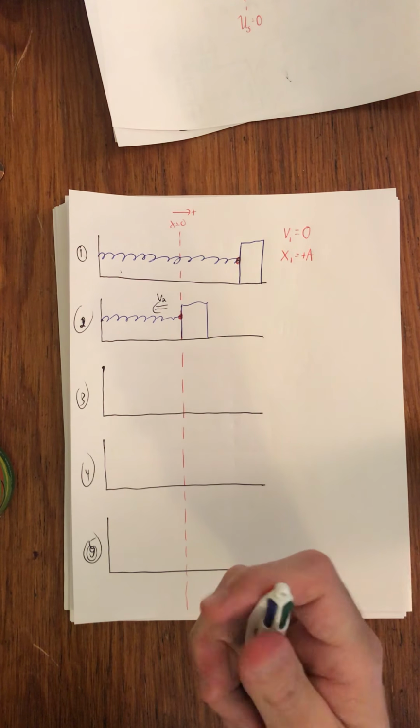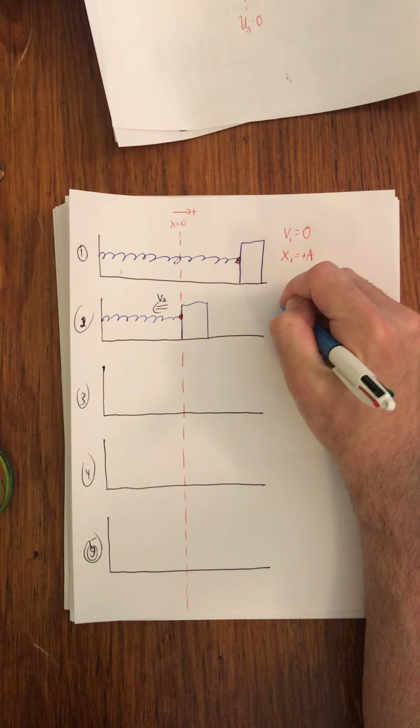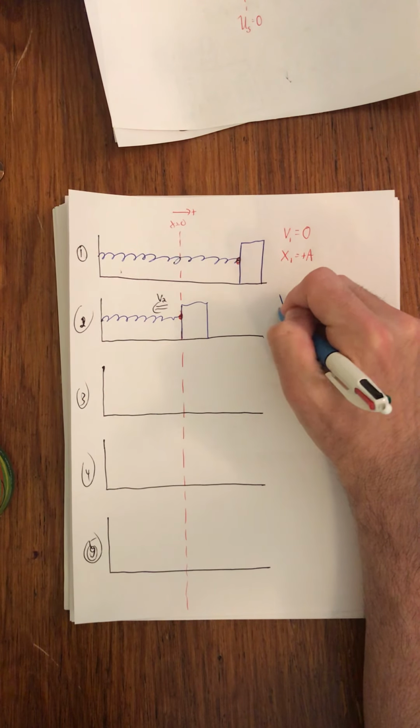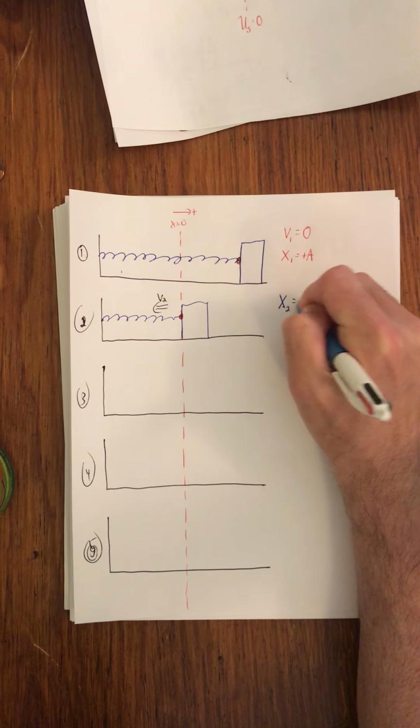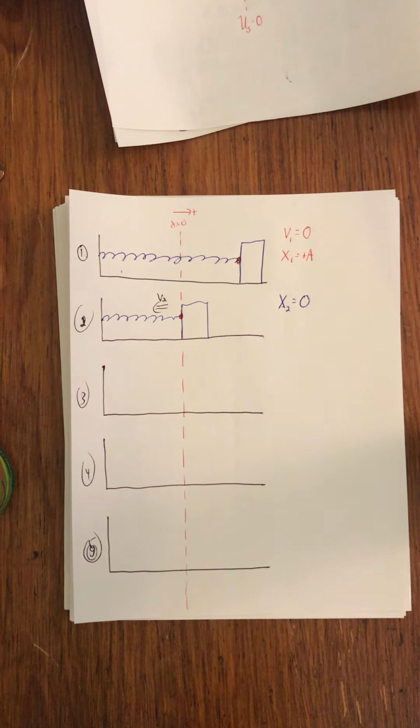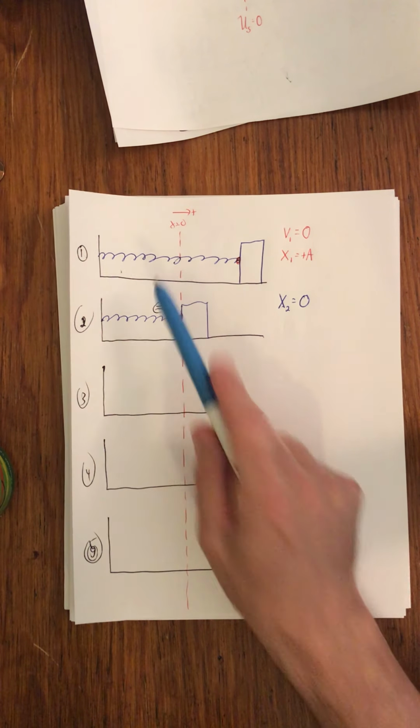What else do I know so far? I know that x2 is just going to be equal to 0. That sort of defines what that position is again. And we'll talk about what that velocity is. Well, actually, let's talk about that right now. So let's talk about what happens from here to here.